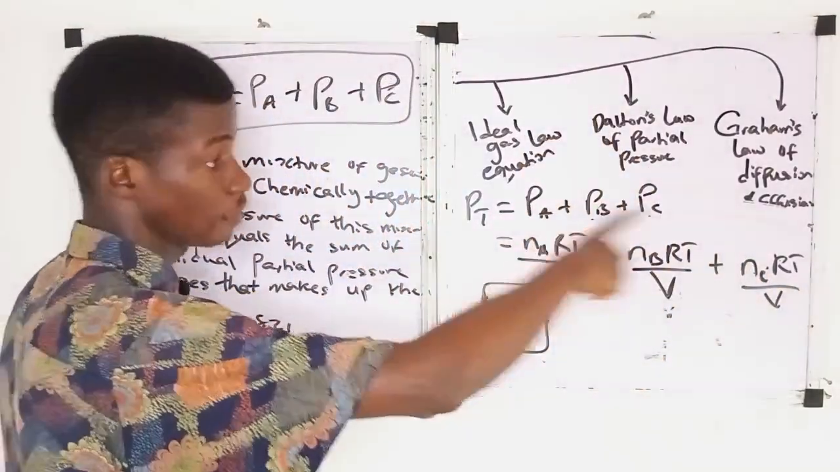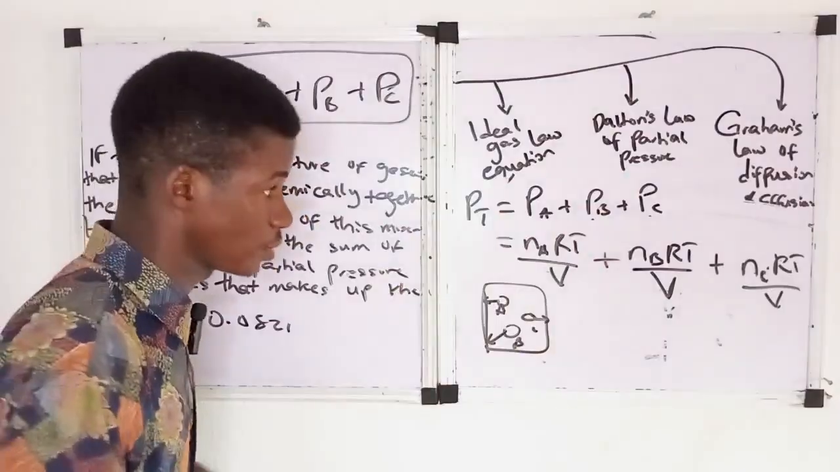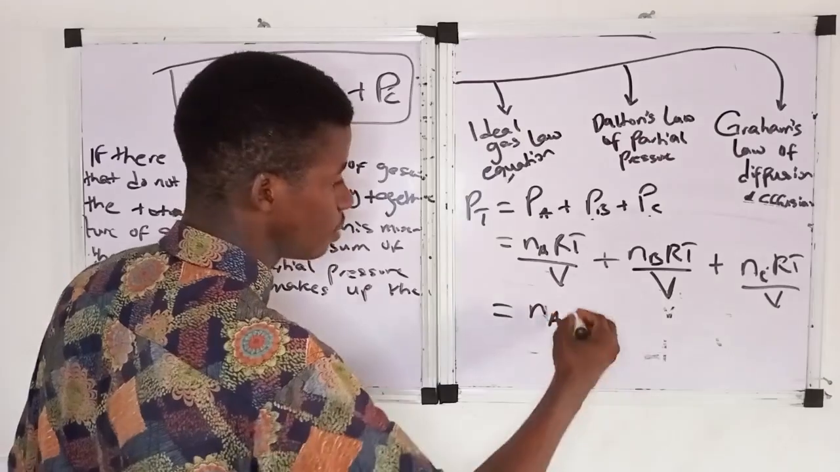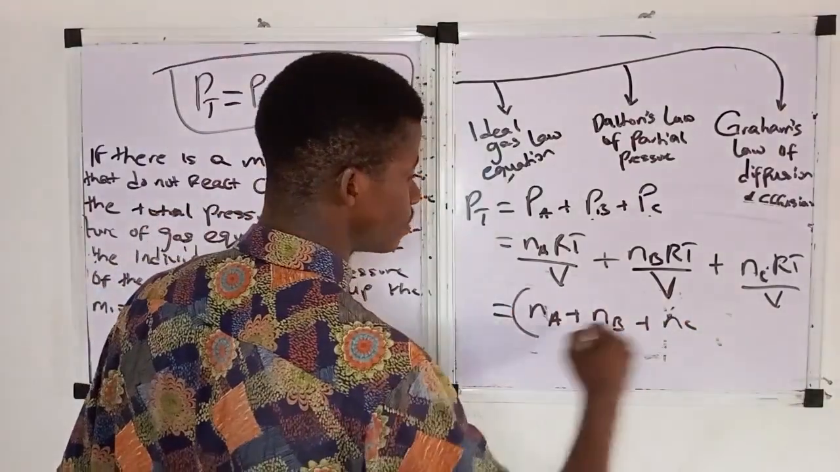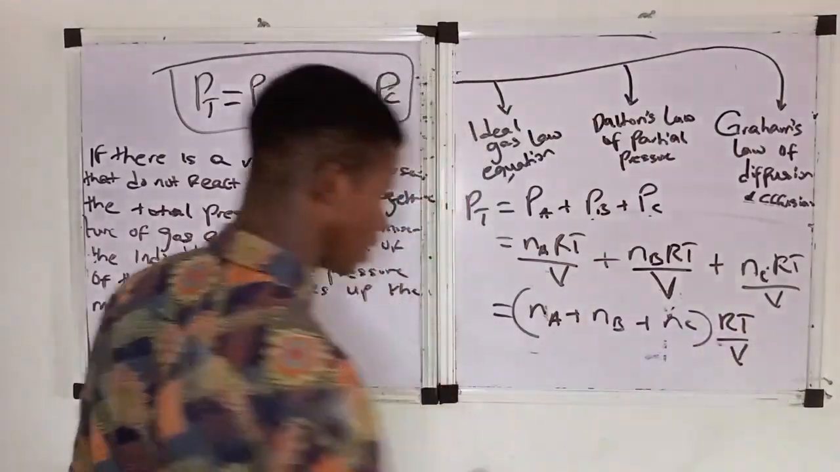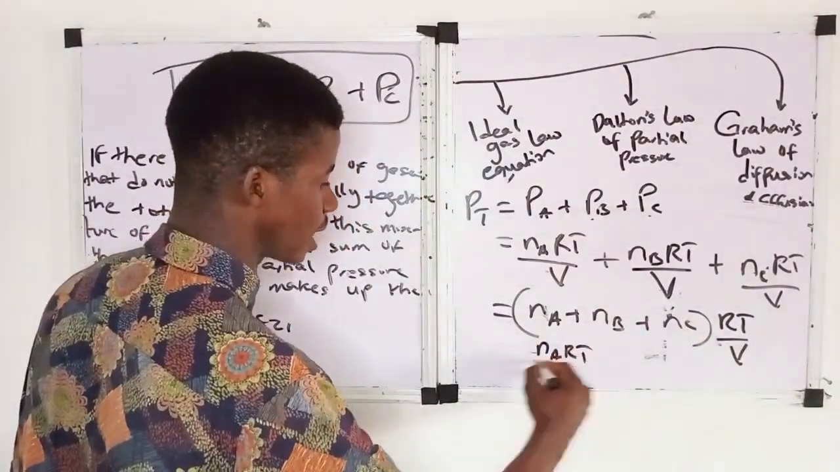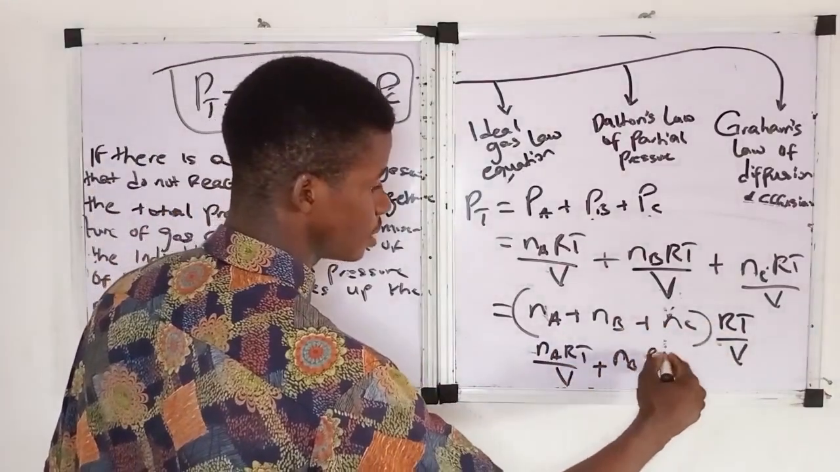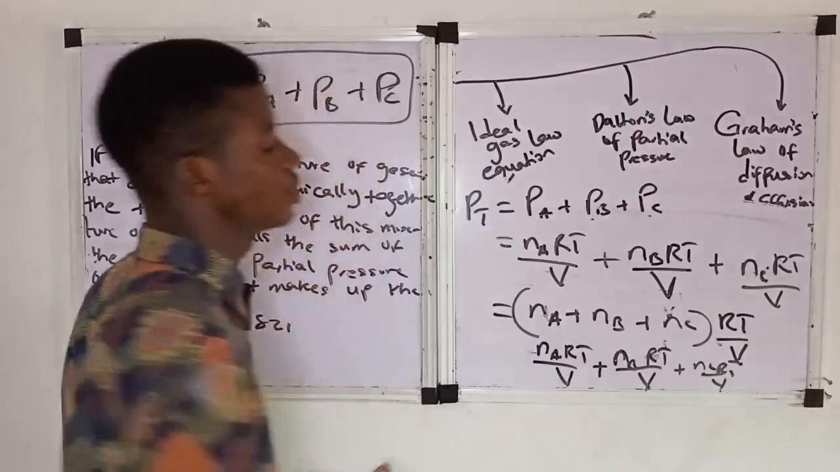and R is the same for all of them, and the temperature is still the same, the formula can be written something like this, okay? P equals nA plus nB plus nC, then times RT over V. If this one multiplies this, we get nA RT over V. If this one multiplies this, we have nB RT over V. If this one multiplies this, we have nC RT over V. So it's the same thing, okay?